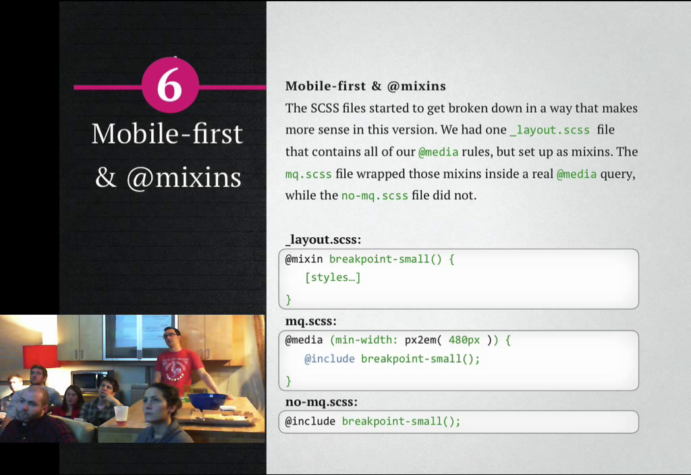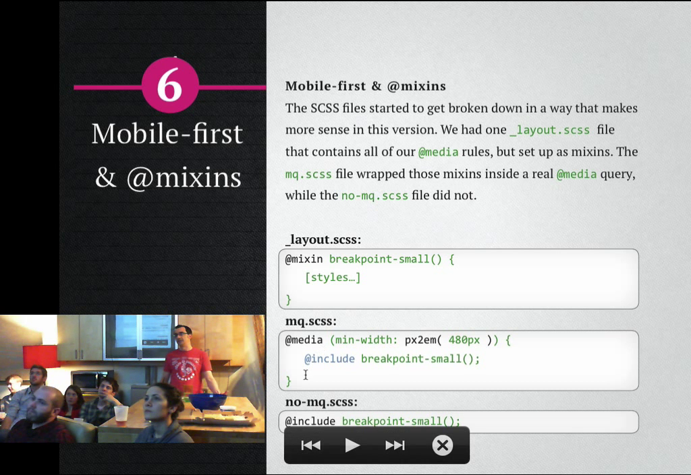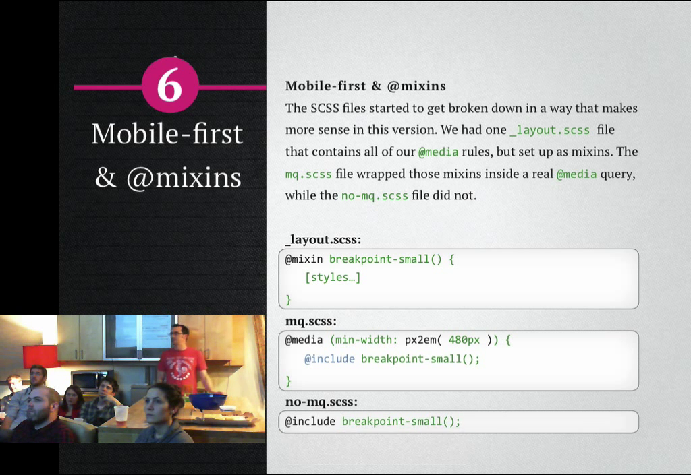The idea basically was that I had one layout.scss file. That's where I did all my floating and fun media query stuff. And then two different files. In mq.scss, I would wrap those mixins that I set up inside a media query. And in no-mq for IE8 and older, I just wouldn't. So at least I was authoring once and then deciding which parts were used where and either putting them inside a media query or not.